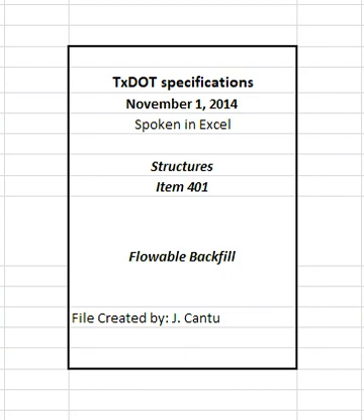Item 401. Flowable backfill. 1. Description. Furnish and place flowable backfill for trench, hole, or other void. 2. Materials. Use materials from pre-qualified sources listed on the department website.